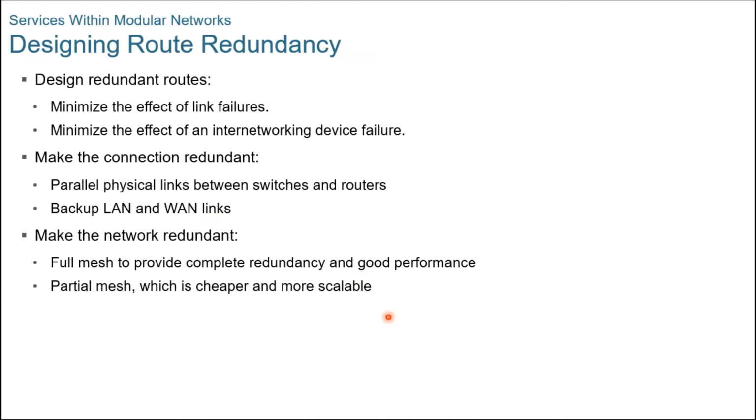Now, the following are possible ways to make the network redundant. A full mesh to provide complete redundancy and good performance. A partial mesh, which is less expensive and more scalable. The common approach when designing route redundancy is to implement partial redundancy by using a partial mesh instead of a full mesh and backup links to alternative devices. This protects only the most vital parts of the network, such as links between the layers and the concentration devices.